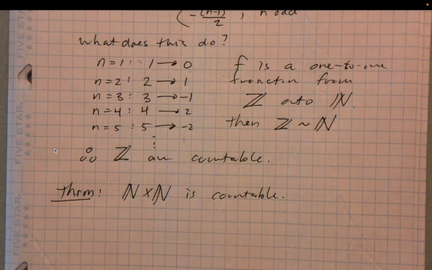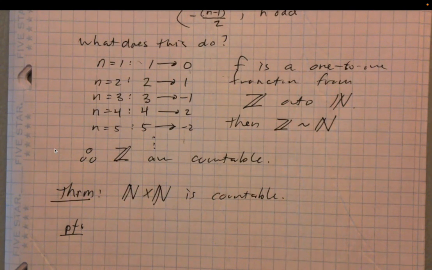So 1 comma 1 is in N cross N. 1 comma 2, 1,000 cross 54, 9 million cross 9,000,001, etc. Okay, so the Cartesian product of the natural numbers is a countable set also. Let's prove this one.